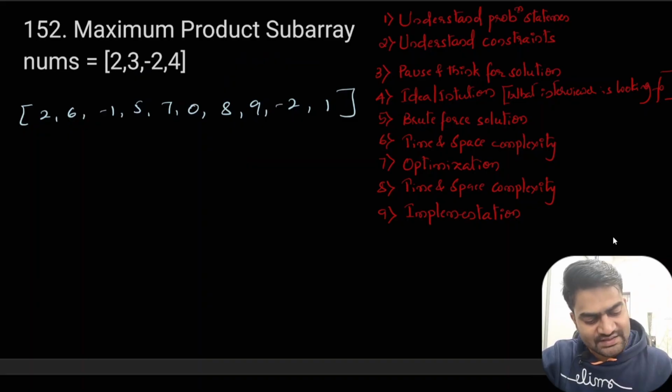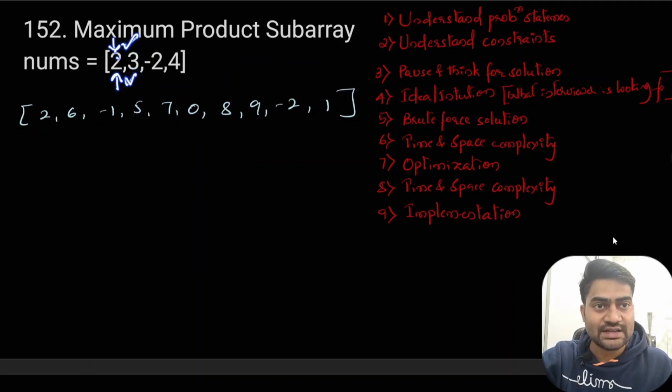So if that is the case, how do we find the subarrays here? Basically, we need two loops. One points at a particular number, then we will take another pointer. So this is our start pointer and this is our end pointer. Whatever is there between our start pointer and end pointer, we will consider as one subarray.